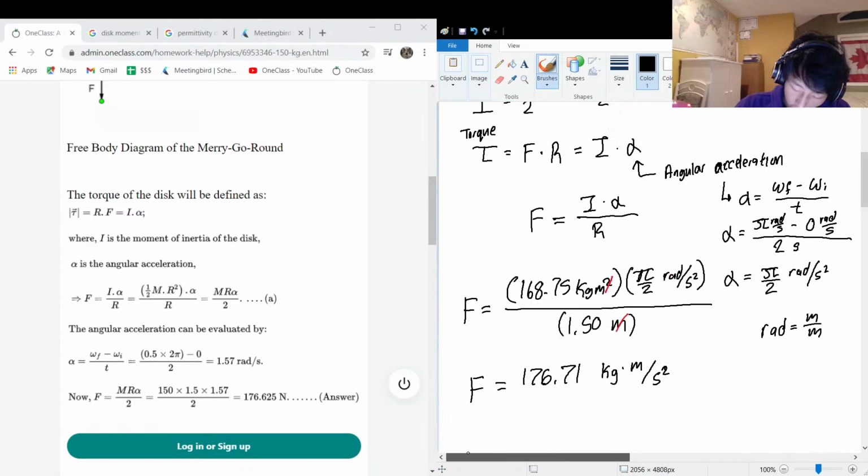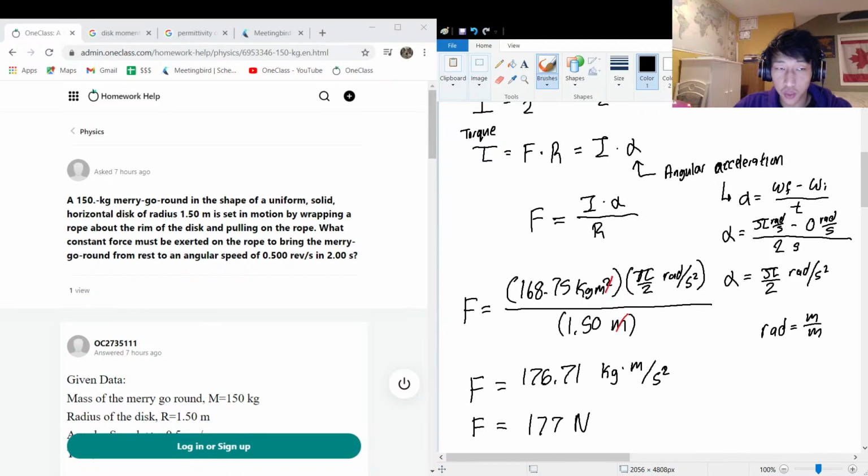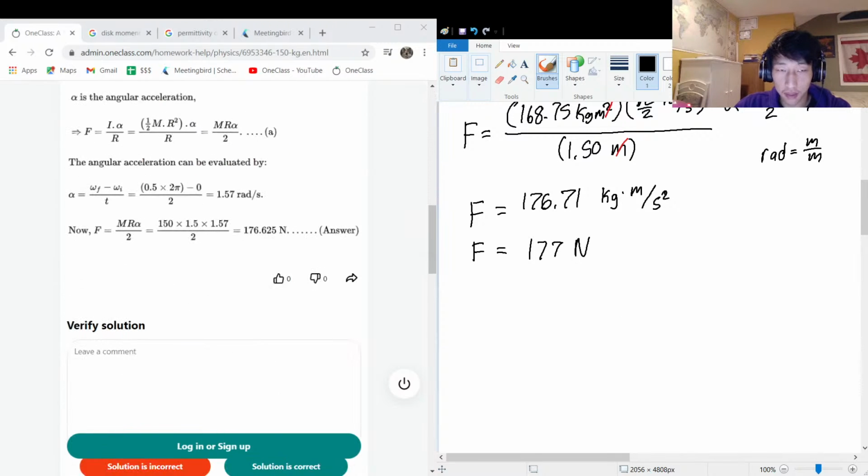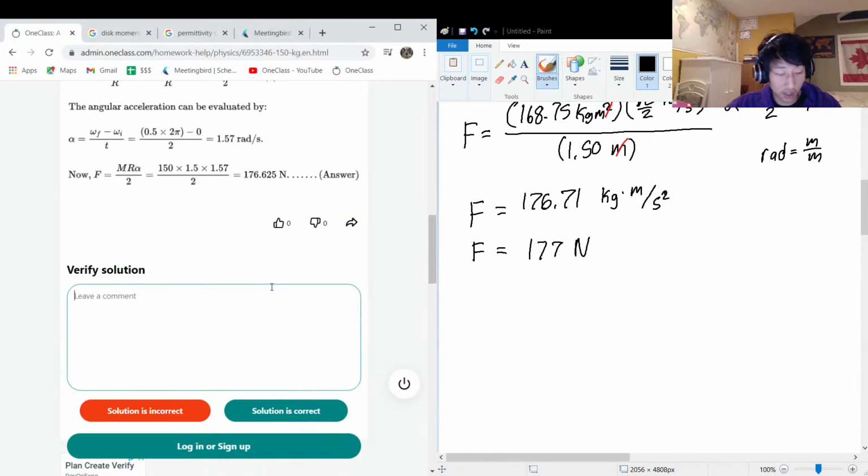So, 176 newtons, or 177. Let's not forget about our significant digits. If we go back to our question, we got 3 significant digits, so our final answer should be 177 newtons. Okay, and that's pretty much right here. Yeah, and it would round to the same result. So yeah, the above solution is good.